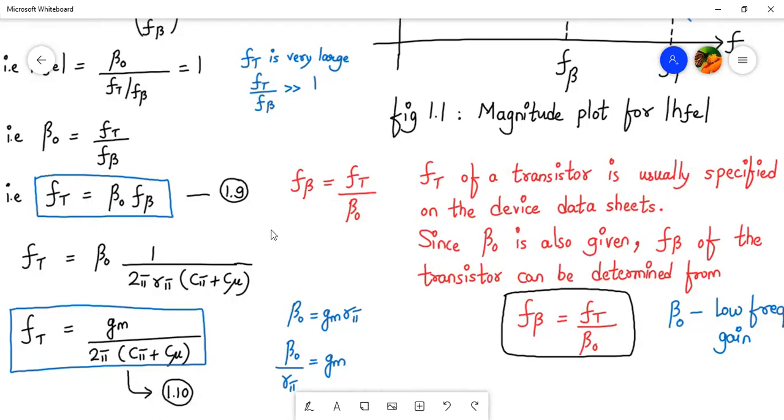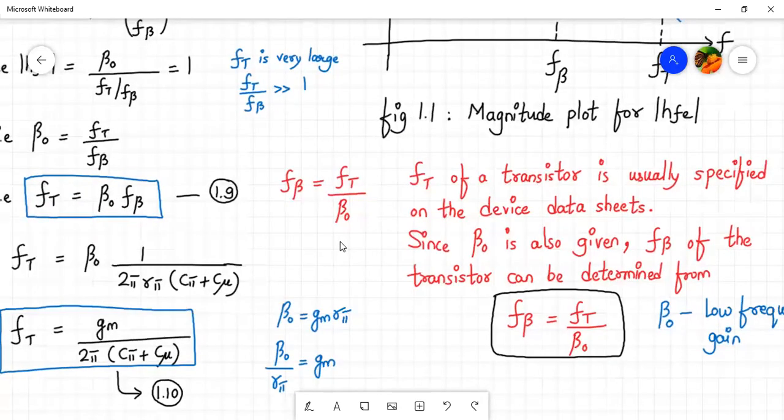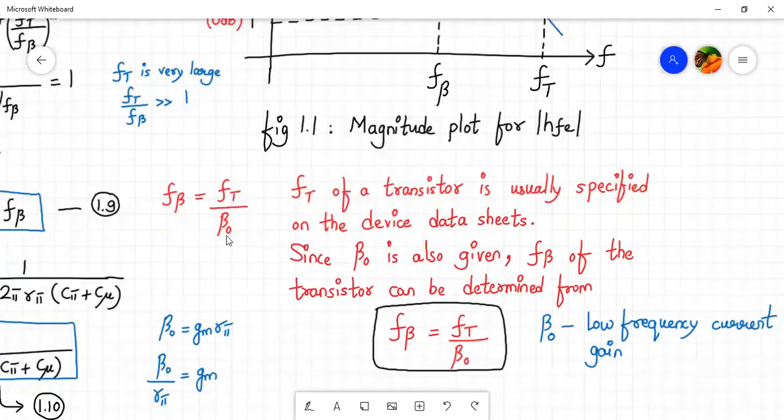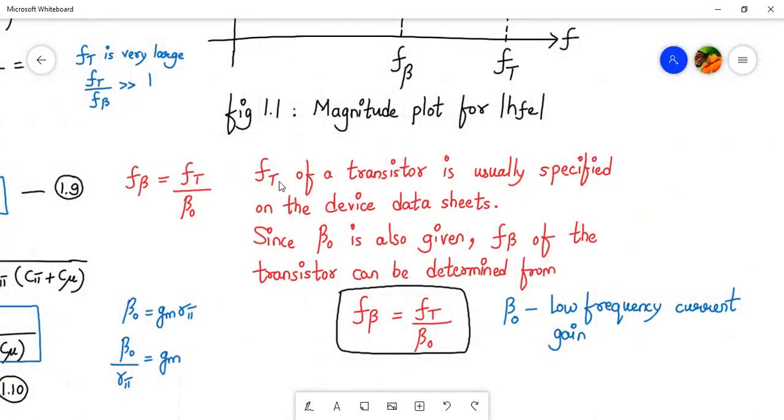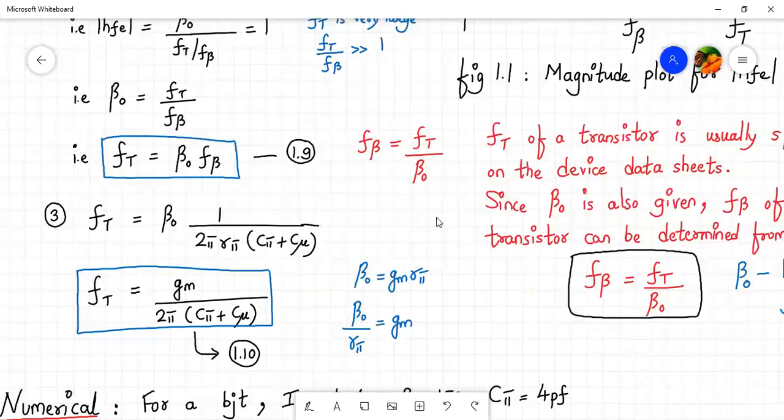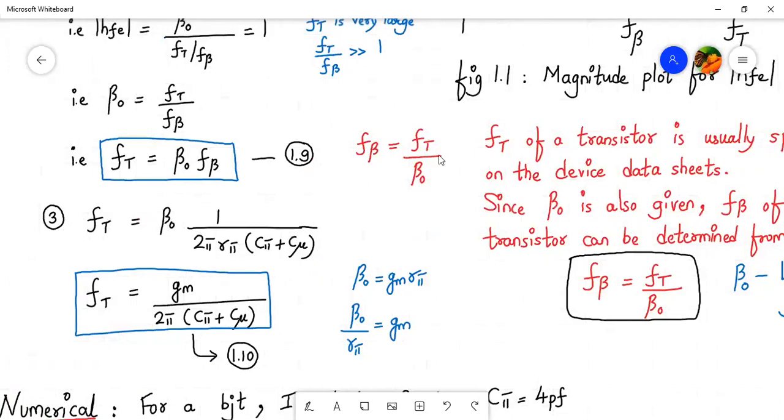Beta naught is the low frequency current gain for a BJT. So now what is the inference of this? Normally, in the data sheet, the FT, that is the unity gain frequency of a BJT or a transistor, is usually specified on the device data sheet. Also, the beta naught value or the beta DC value is normally given to you. So your beta cutoff frequency of the transistor can be determined using this formula. F beta is equal to FT divided by beta naught, where beta naught is the low frequency current gain. So normally specified parameters in the data sheet are the unity gain frequency and beta naught.